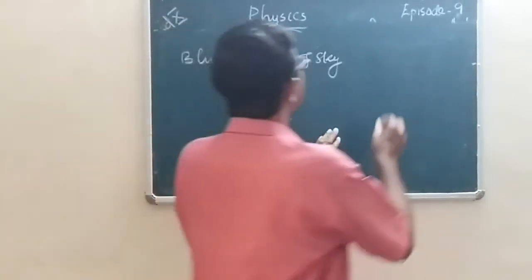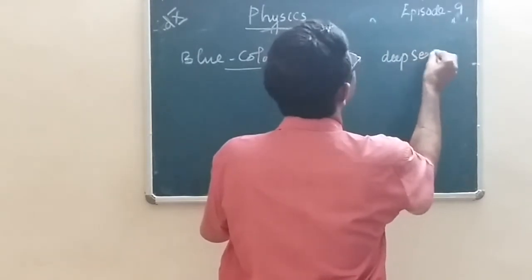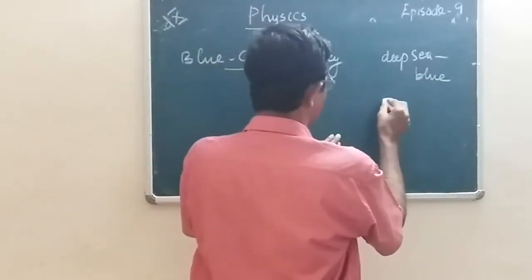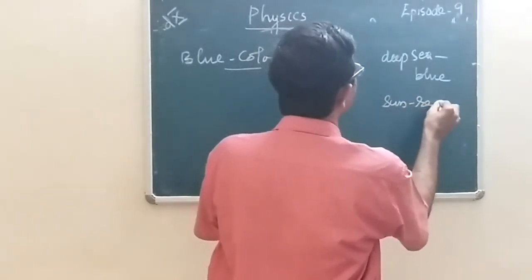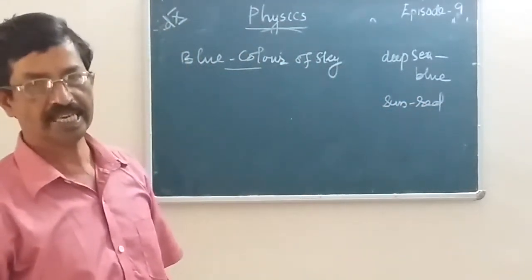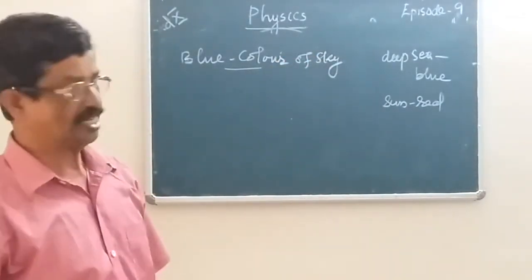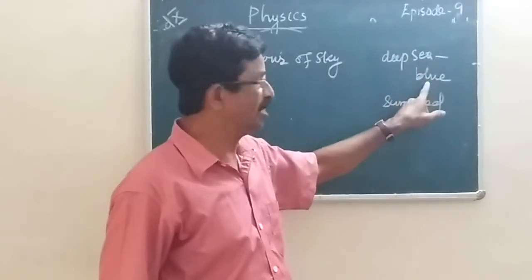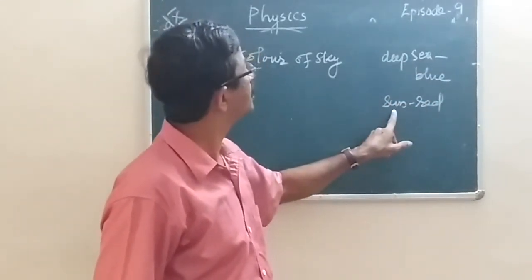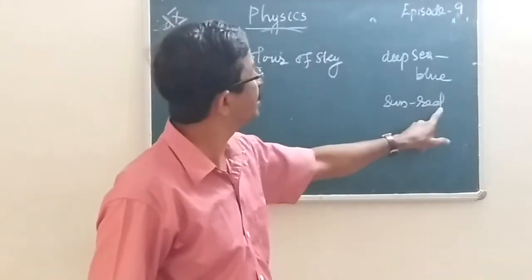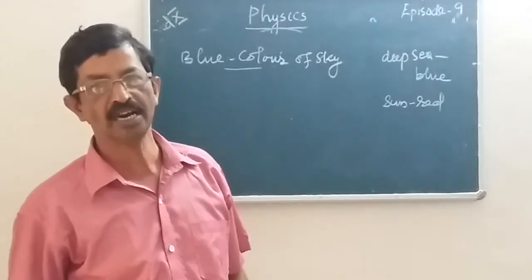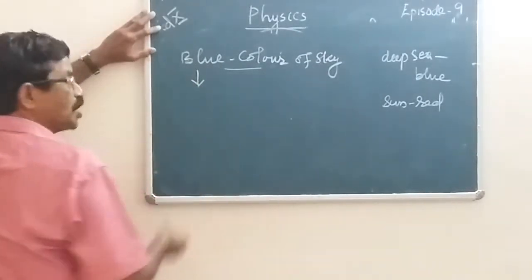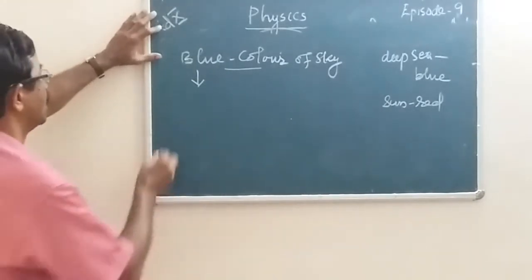The deep sea appears blue, and also the sun appears red during sunrise and sunset. These are all due to scattering of light: the blue color of the sky, the deep sea appearing blue, and the rising and setting sun appearing red. Now we can discuss how scattering depends on the size of the particle.